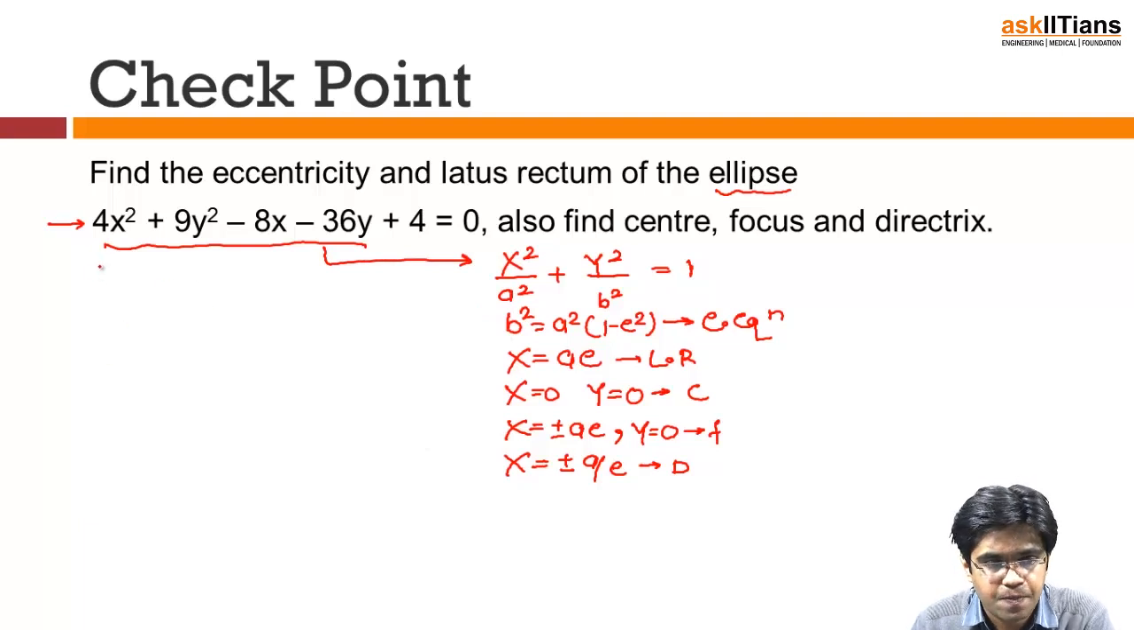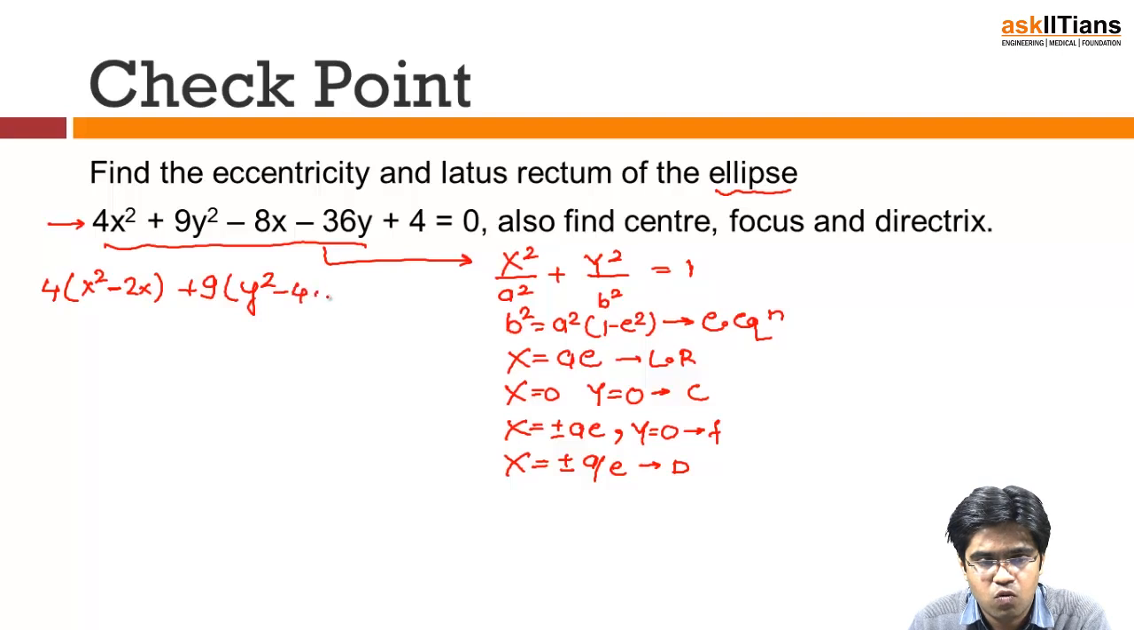So let's do it. 4x square and there is 8x. We are going to make a whole square here. There is no xy term. If I take the x terms on one side, then I can write it like this: 4 of x square minus 2x. Similarly, I can take 9 common from the y terms: y square minus 4y, and then plus 4 equals 0.